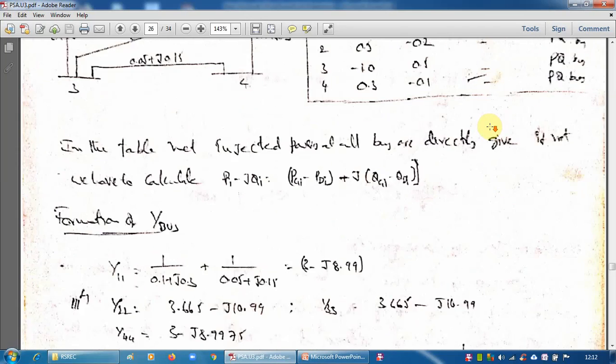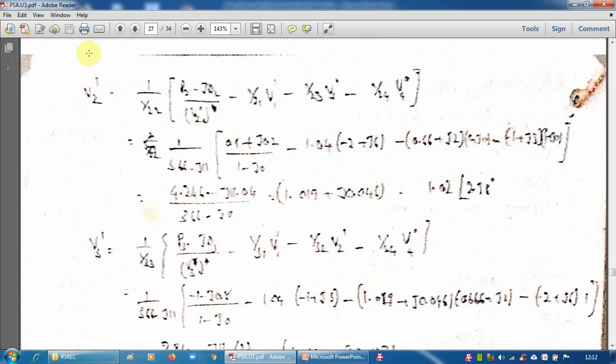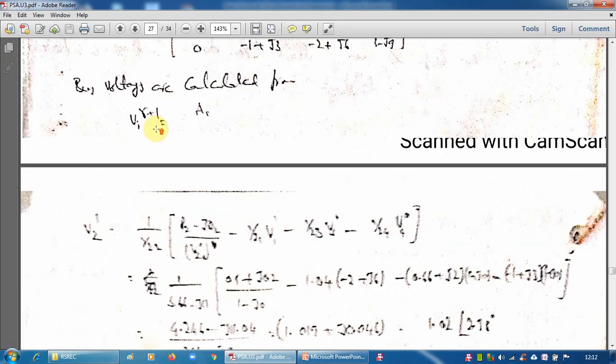So we can omit that bus, and therefore we directly go to the second bus. At second bus, it is load bus. Not only second bus, for this problem, 2, 3, 4, all buses are load buses. Therefore we need to calculate bus voltages and angles. First, second bus voltage. For that we use this equation, 1 by Y22, from this formula.